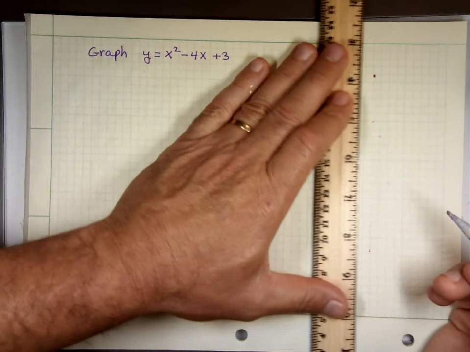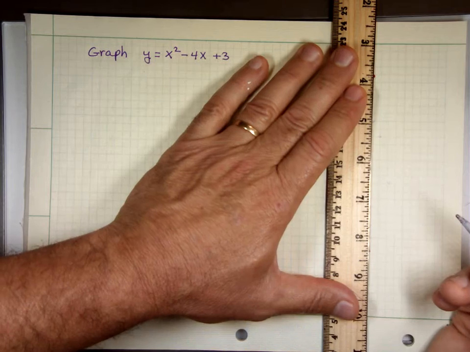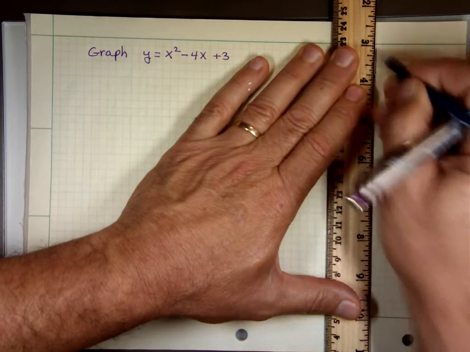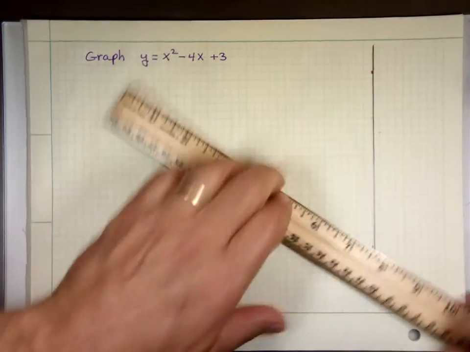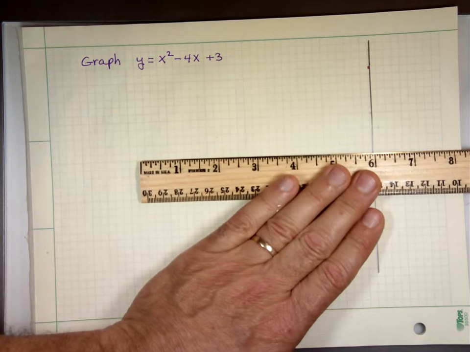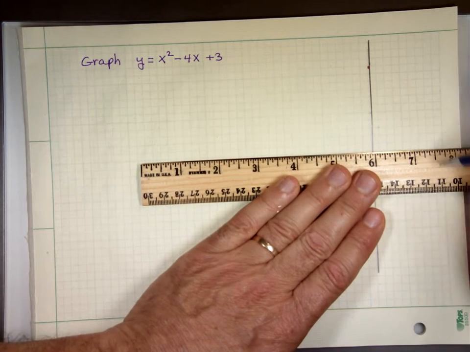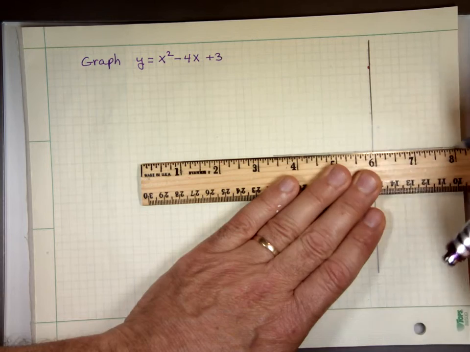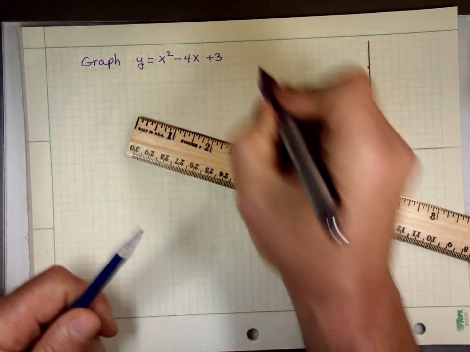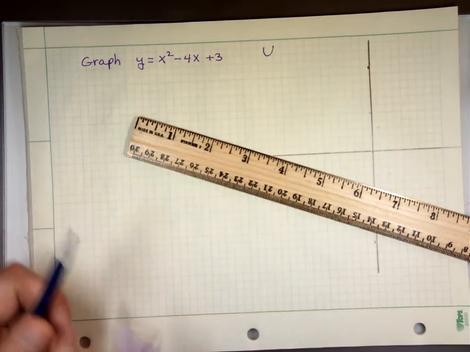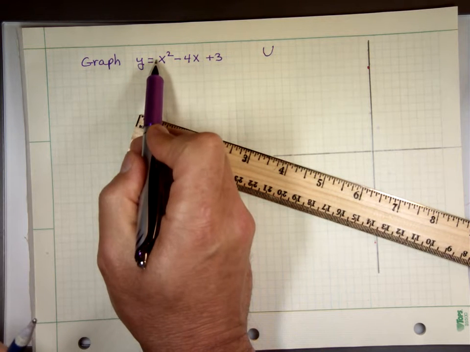So if I make this my y-axis and this is my x-axis, I know the graph is going to open which way? It's going to open upward, like this. Why? Because the coefficient of x squared is positive.